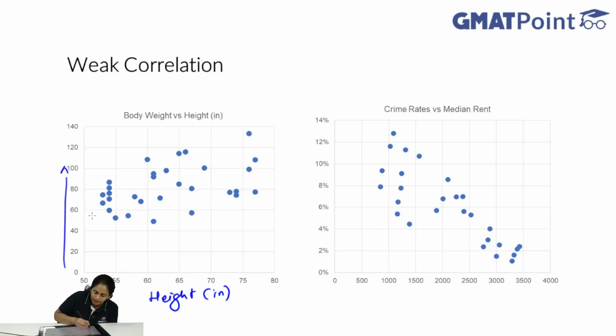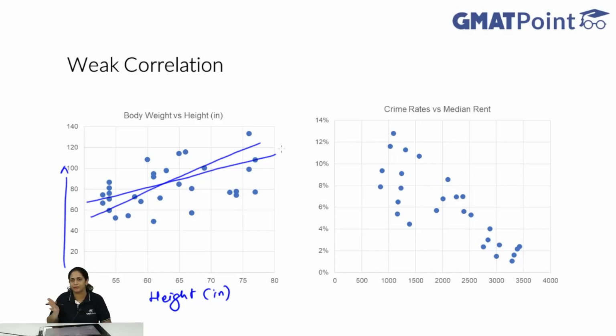So if I try to draw a line, I can draw a line like this. It will be difficult for me to draw a line because there is no exact line that can be approximated based on the data points that are there. So generally I see that there is a positive trending line between the points as such. But if you see, the points are fairly far away from that line.